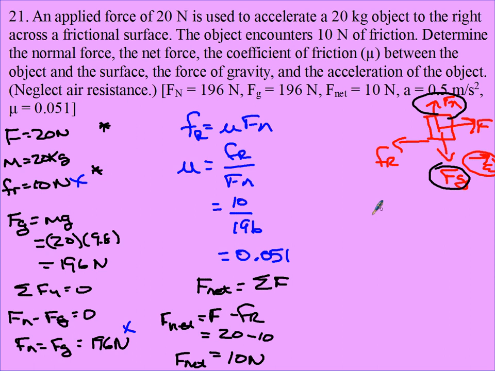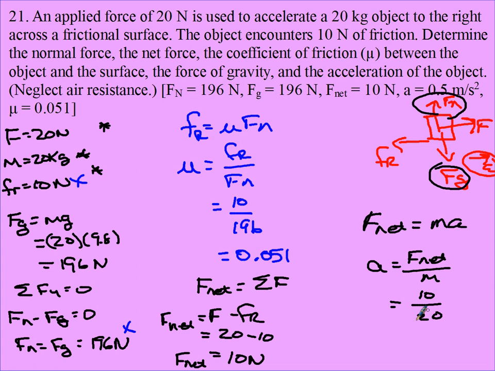Finally, I use F net equals ma. I'm going to solve this for the acceleration. The acceleration is F net divided by m. So F net is 10. My mass is 20. So the acceleration is 0.5 meters per second squared.